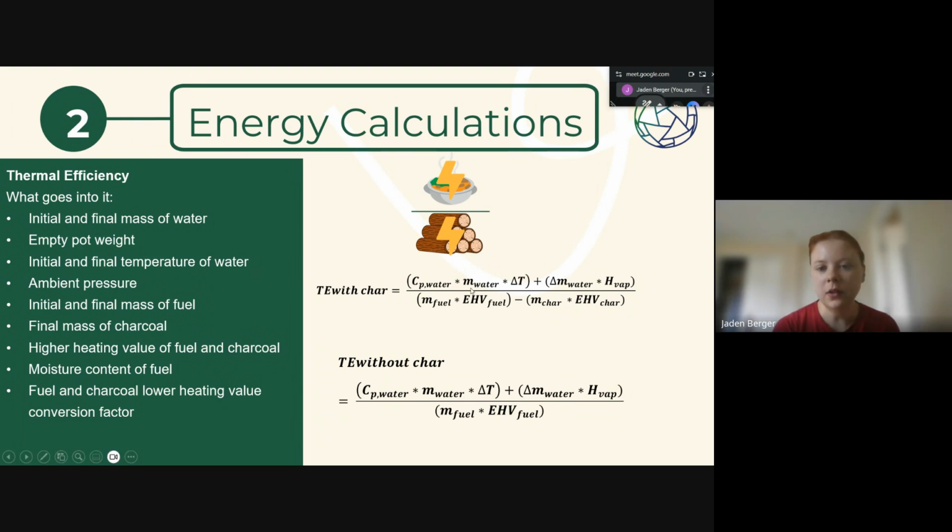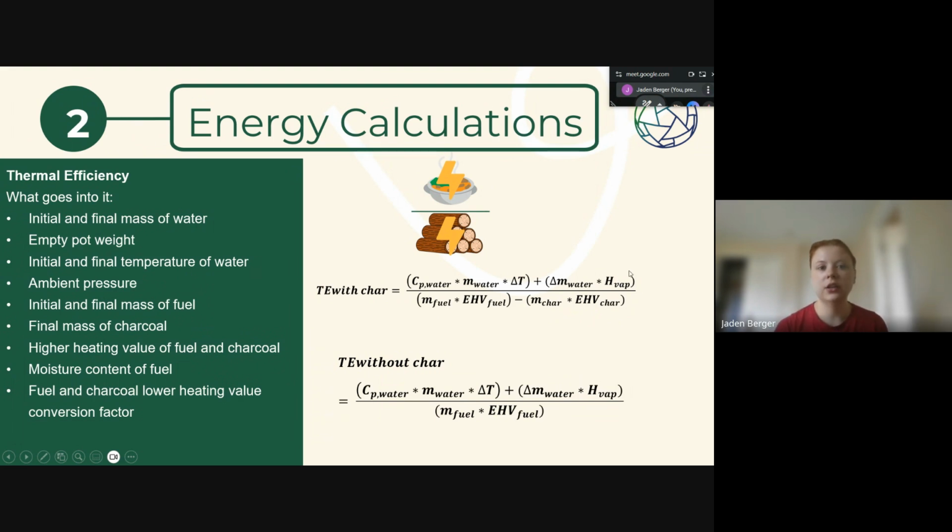This first part here is saying how much energy it took to heat up our pot of water. This is the specific heat of water, which is how much energy it takes to heat up water by 1 degree, the mass of the water we're heating up, and the temperature change. And then what we add to that is how much energy it took to evaporate water.